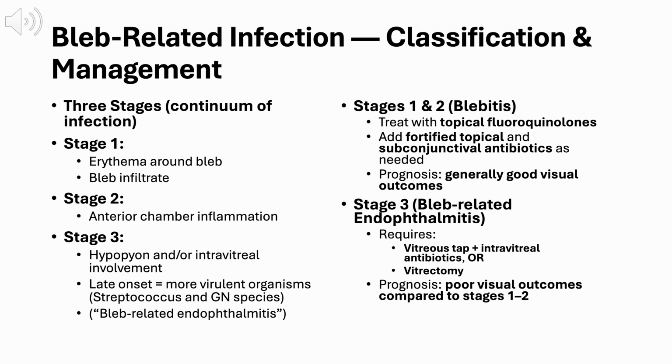For stages 1 and 2, we treat as blebitis, topical fluoroquinolones, and escalate to fortified topical or even subconjunctival antibiotics if needed. Prognosis here is generally good if treatment is initiated promptly. Stage 3 requires immediate intravitreal therapy, either a vitreous tap with intravitreal antibiotics or a primary vitrectomy depending on the clinical situation. Visual outcomes at this stage are significantly worse, and early recognition is key to preventing progression.